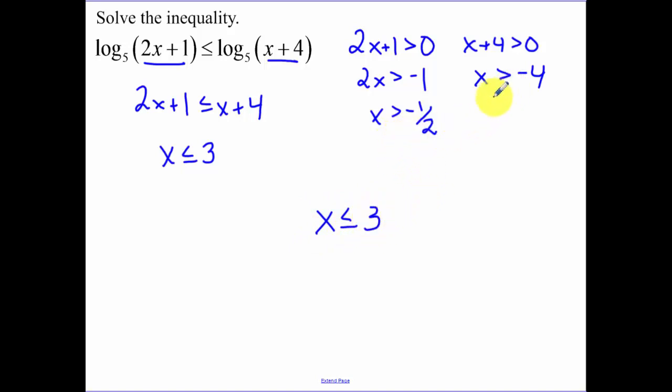Now I need to decide between these two. Okay? So pick a number in between negative 1/2 and negative 4. Say negative 3. And see if negative 3 makes either one of these inside pieces negative. If I plug in negative 3 here, we do get a positive number. But when I plug in negative 3 here, we get negative 6 plus 1, and negative 5. So a number between negative 4 and negative 1/2 wouldn't work. So we need to choose the bigger of the numbers. x has to be greater than negative 1/2 and less than or equal to 3.